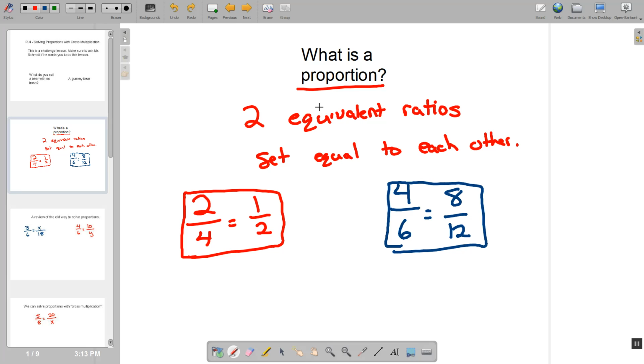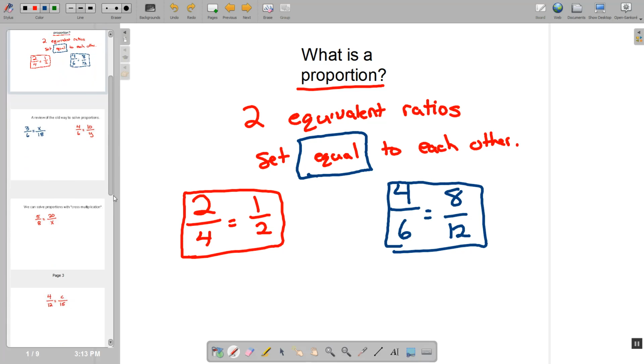Now, this is what's important here, and I'm going to give you candy for bringing this to me. They must be set equal to each other. Therefore, you can only do cross multiplication if you have an equal sign. You bring that to me, you'll get one piece of candy or 5 SPs.